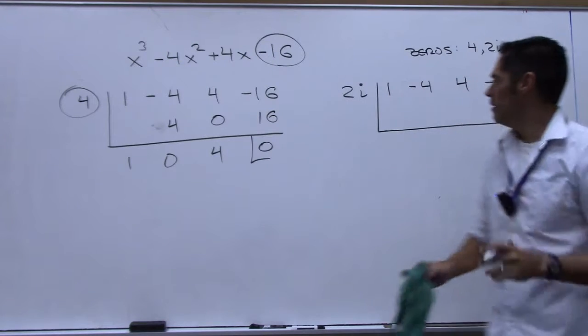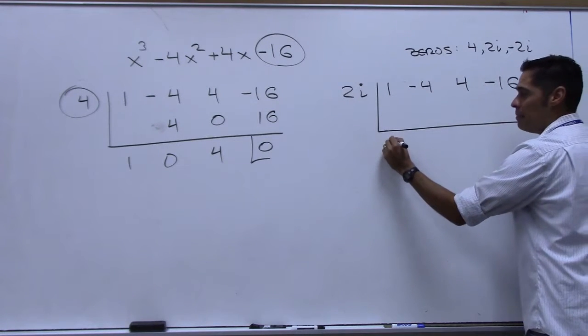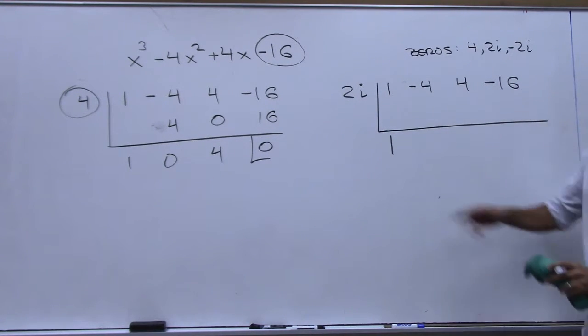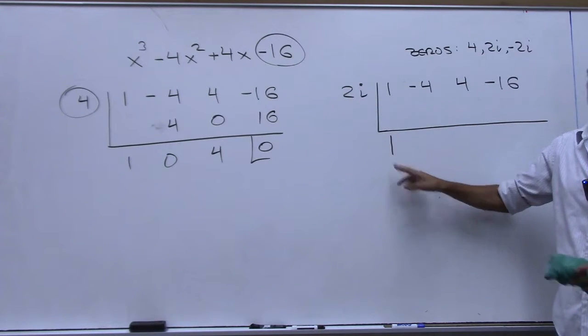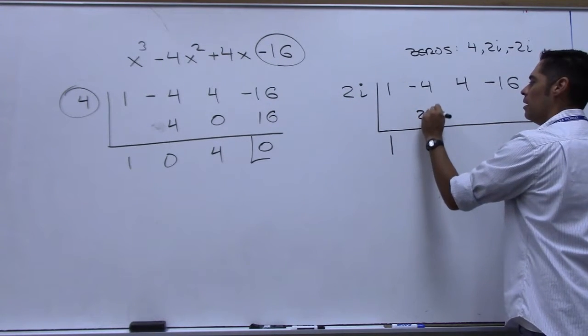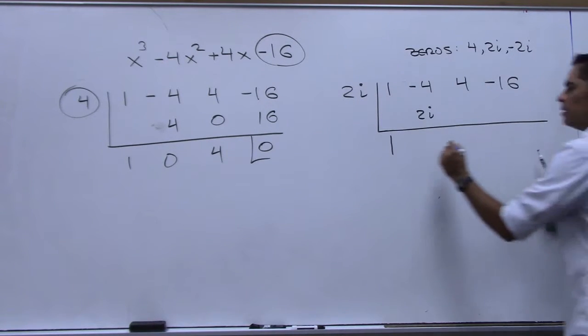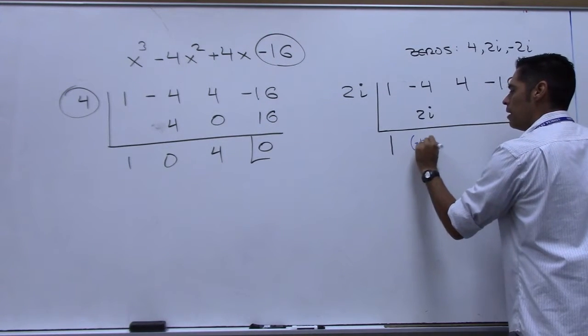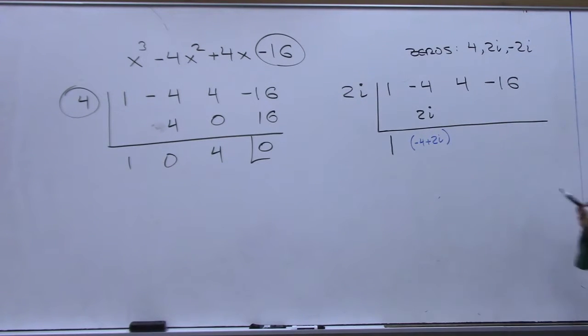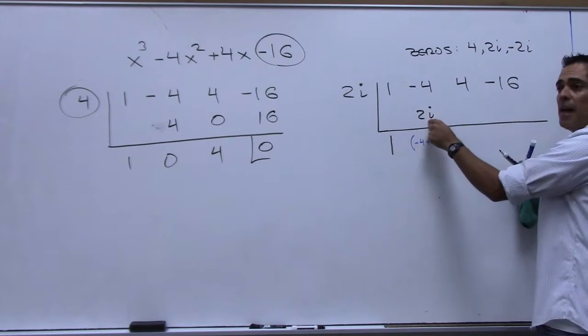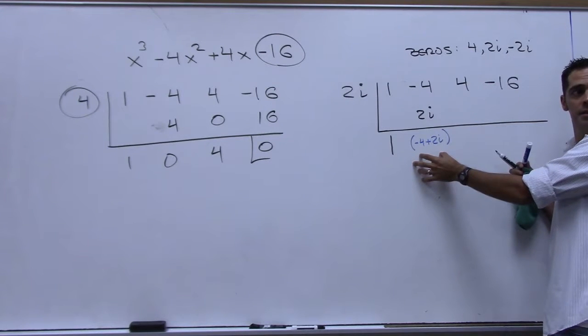So let's see. You bring down 1. This is going to get kind of messy. 1. What's 2i times 1? 2i. Uh-oh. Negative 4 plus 2i is what comes down, right? Negative 4 plus 2i is what's here. Yes? I mean, I can't put those together. It's almost like this is a real part and this is an imaginary part, right?